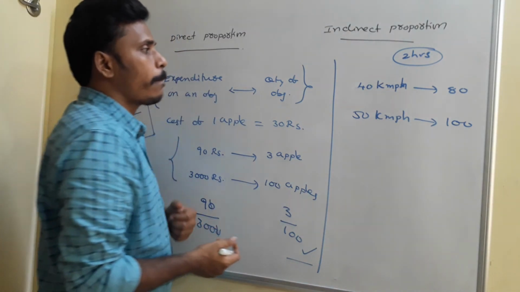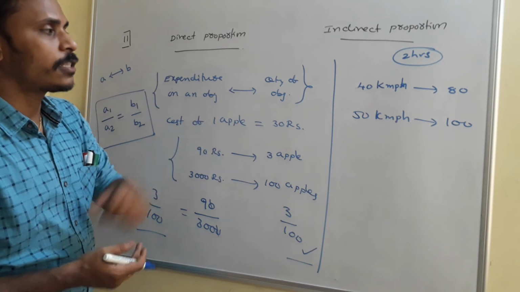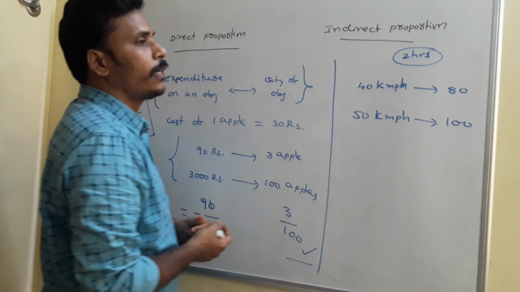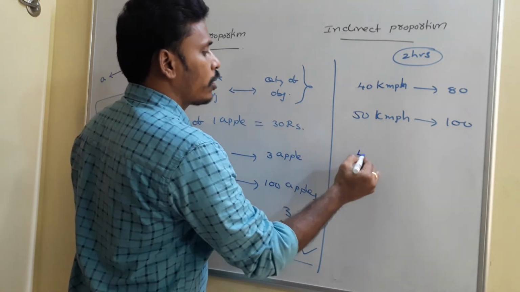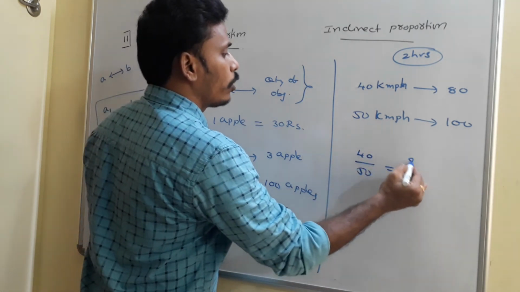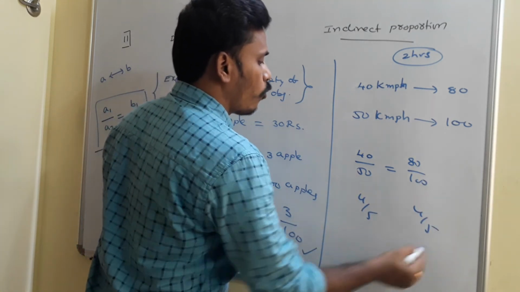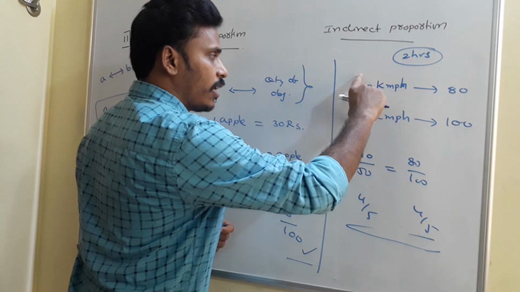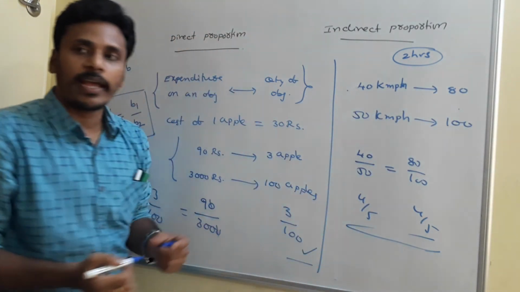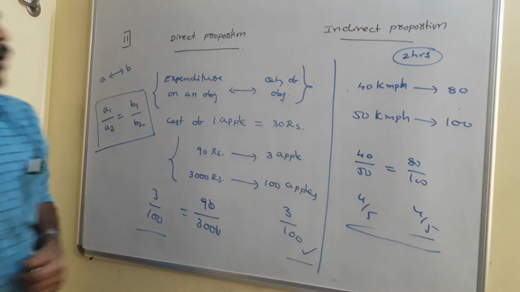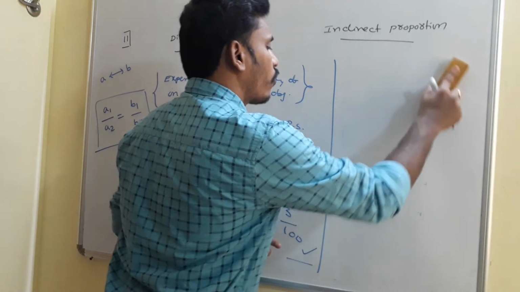And now, see, that is the distance and this is the speed. The distance and speed both are directly proportional. If you say 40 by 50 is equal to 80 by 100, and this is equal to 4 by 5, this is also 4 by 5. In the sense, this is the speed and these are the distances. Speed and distance are directly proportional. But we are thinking about the indirect proportion concept, so you need to concentrate on speed and time.